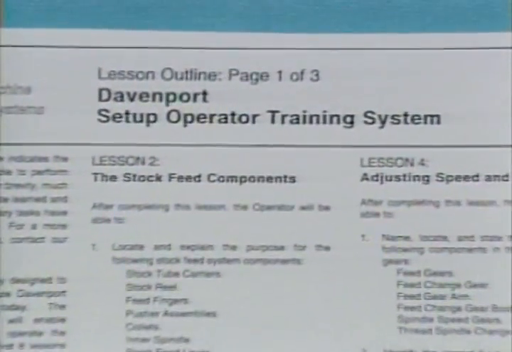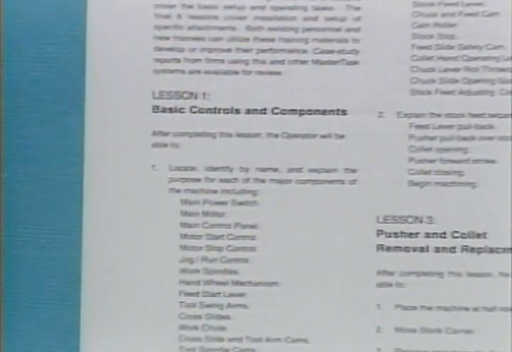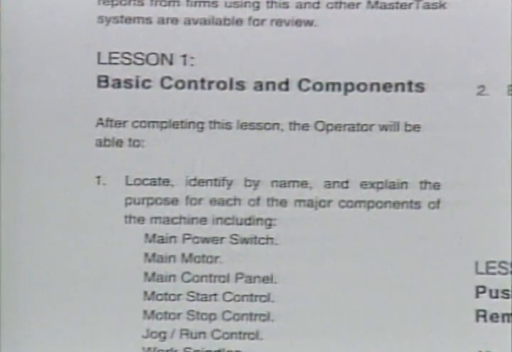In the next few minutes, you'll see portions of some of the 14 lessons in the Davenport training system. The section that follows is from Lesson 1. The trainee will learn the purpose of each of the major machine components and the types of operations performed on the machine. You will see a portion that covers some of the machining components.